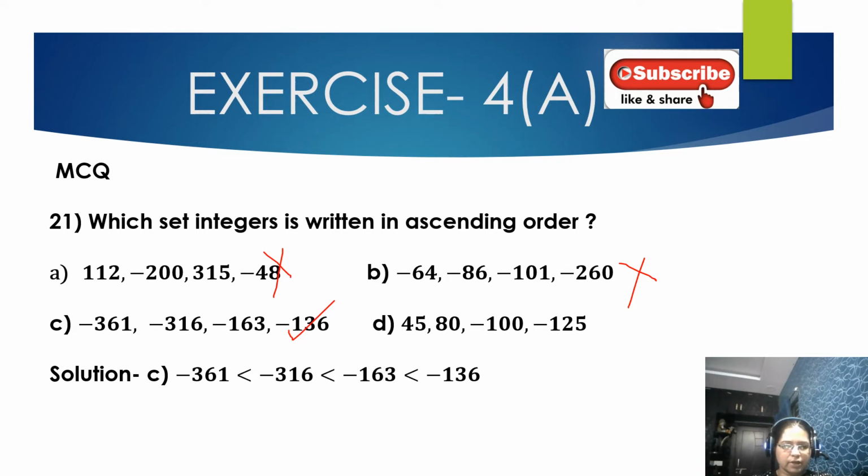This is correct. D, 45, 80, minus 100, minus 125. Here smallest integer is minus 125 and greatest integer is 80. So this option also incorrect. So option C is correct. So option C, minus 361 is less than minus 316 is less than minus 163 is less than minus 136. This is the sets of integer written in ascending order, that is smallest to the greatest.